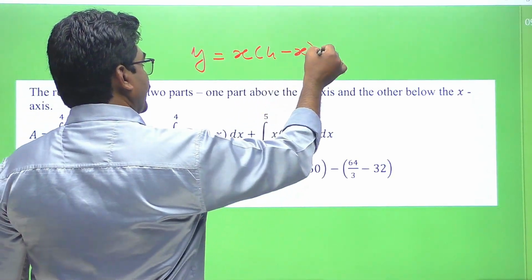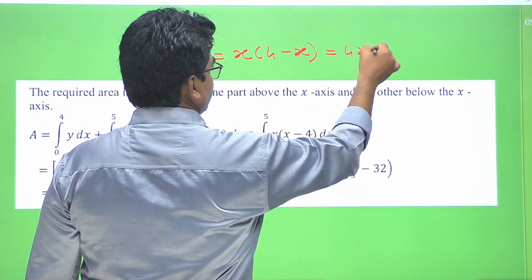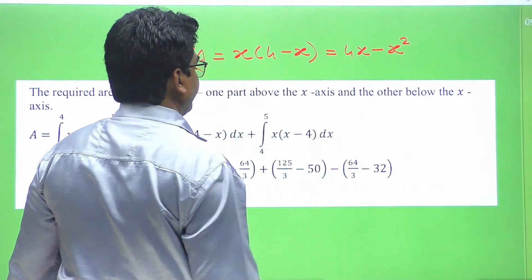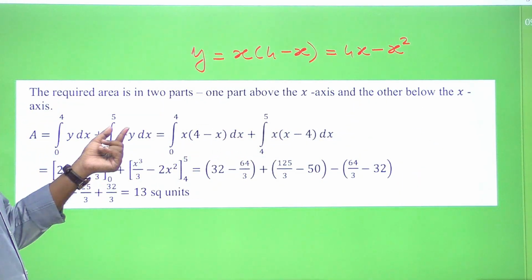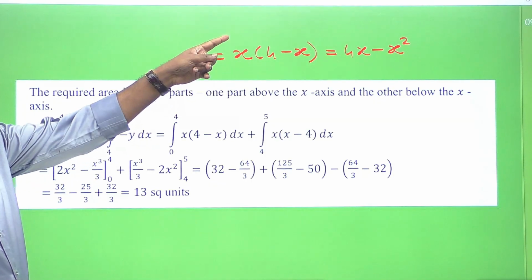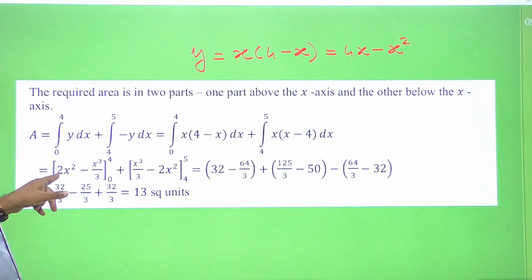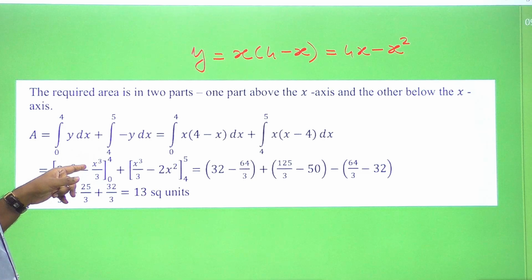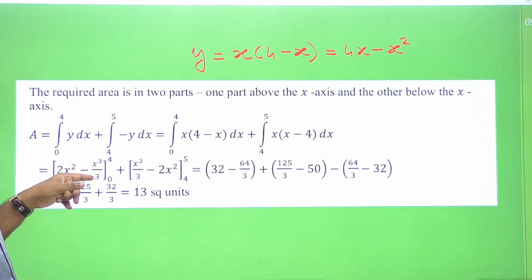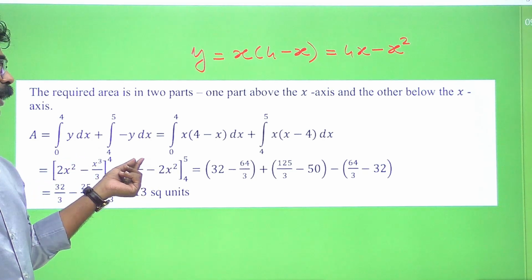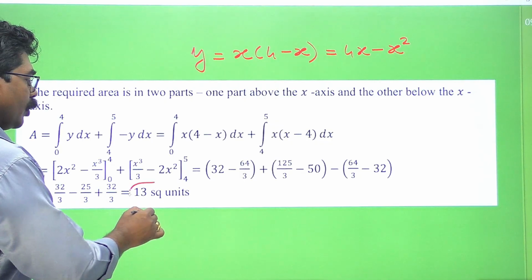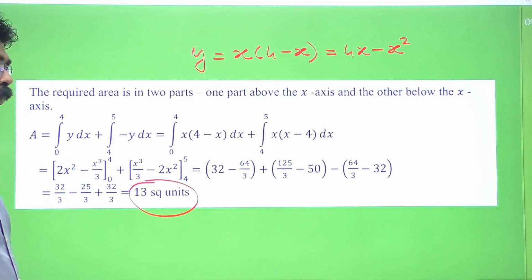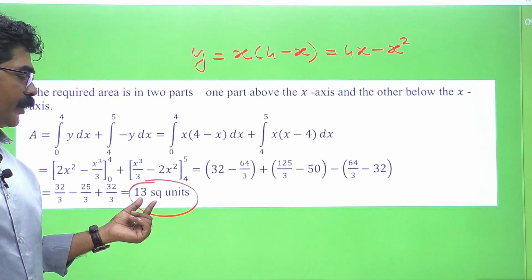Okay, or you may write this as 4x minus x square. Then substitute here and take integration. Integration of 4x is 4x square by 2, it is 2x square. Integration of x square is x cube by 3. Same portion here, upper limit minus lower limit, and after calculating this you will get the area of this shaded part is equal to 13 square units.